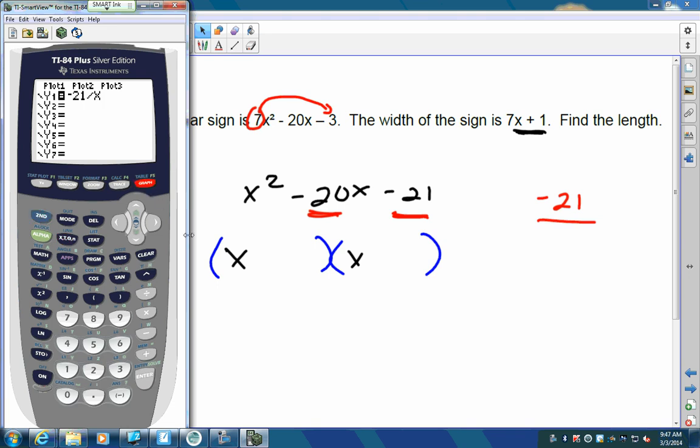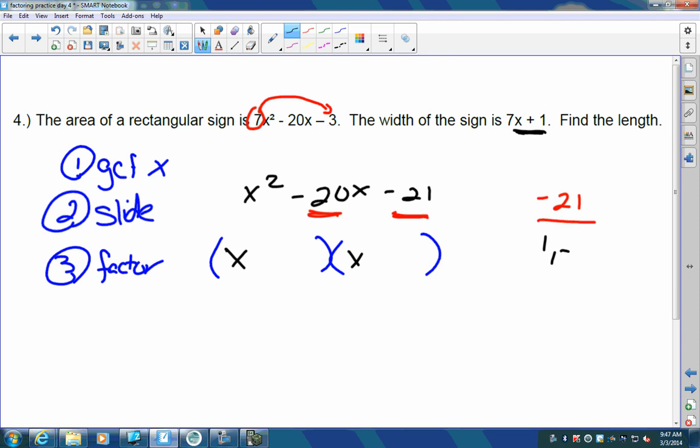Second graph. I'm looking for my factors that add up together to give me negative 20. I found it right off the bat. It should be 1 and negative 21, because when I add those together, that gives me negative 20. That's my middle term. So I'm going to have 1 plus 1 and minus 21.